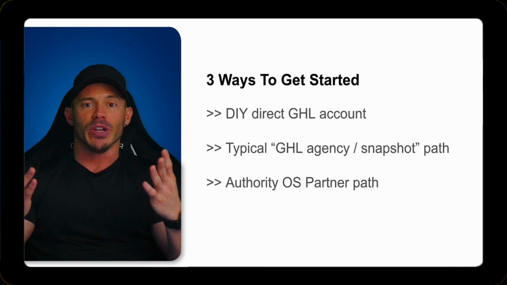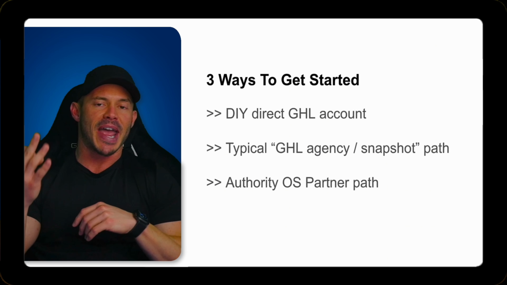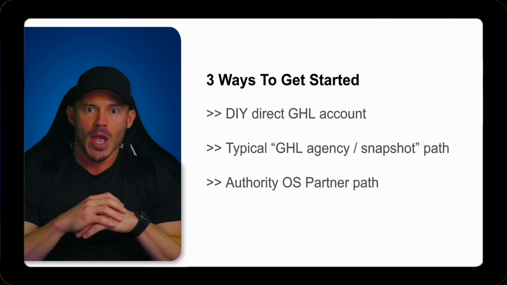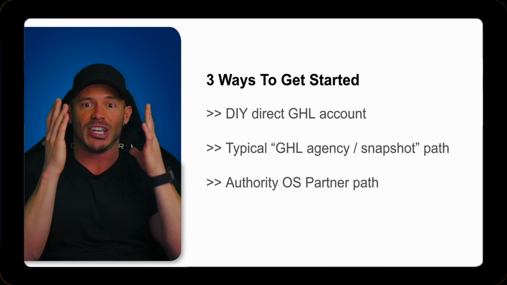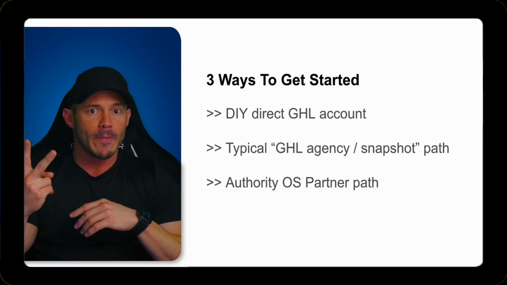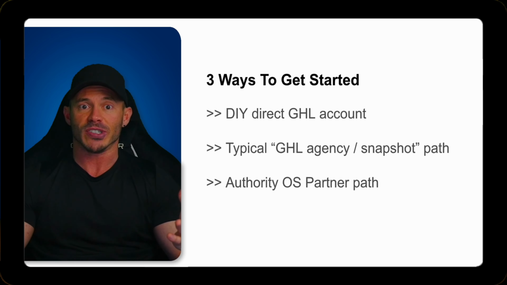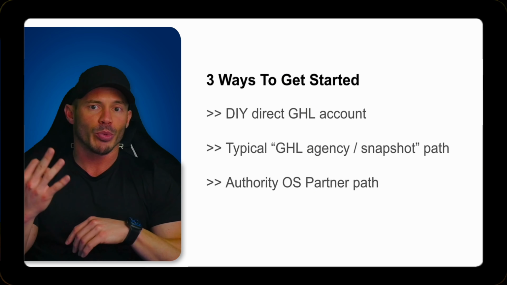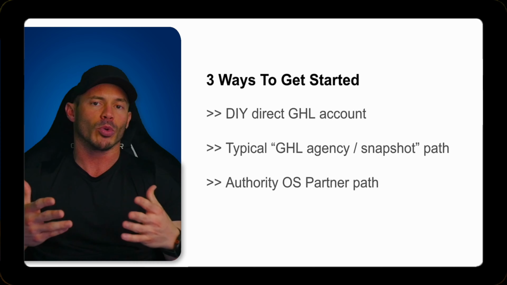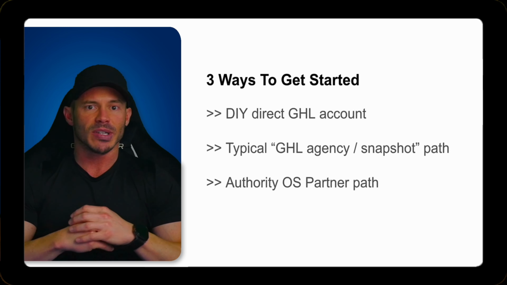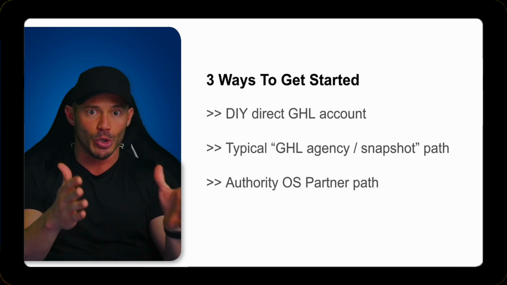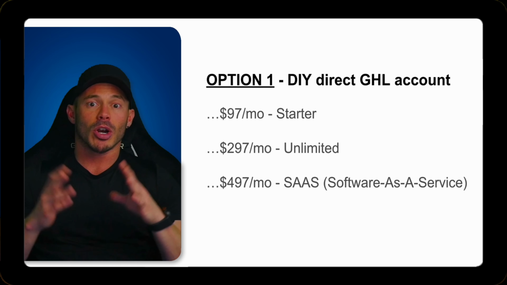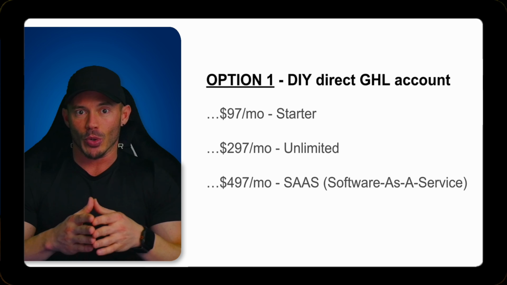Now, here's what's important to know. There are really three main paths that people take, okay? And those three paths are, first, you can go DIY, you can get a direct GHL account. Two, you can hire a typical GHL agency or buy someone's snapshot. Three, you work with what I call an authority OS partner. And that's someone who designs and installs a full operating system with you and your team in mind. Let's start with the one people tend to default to, and that's DIY.